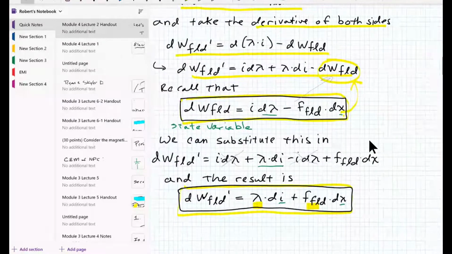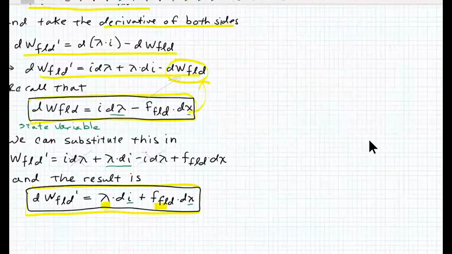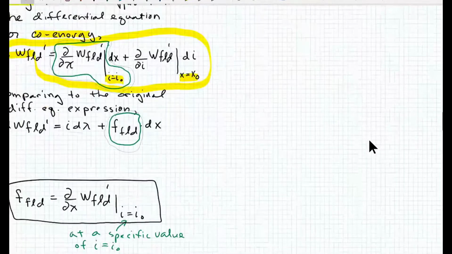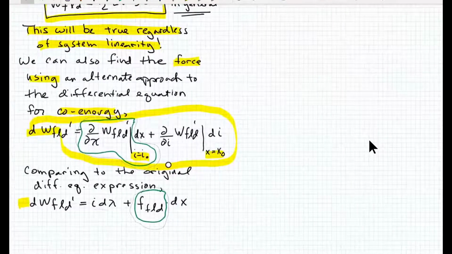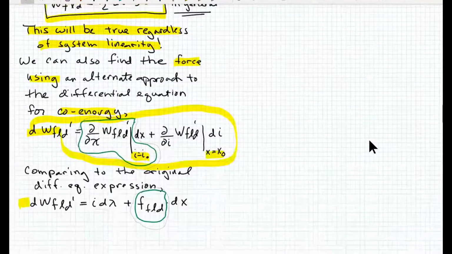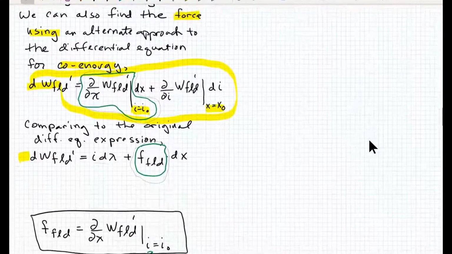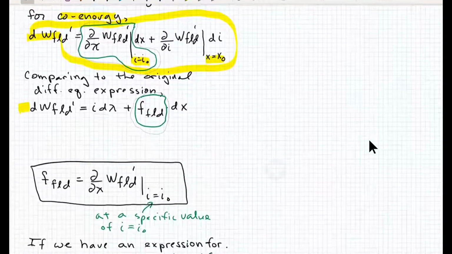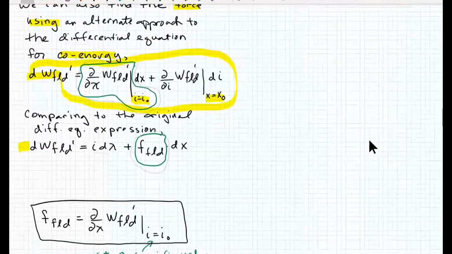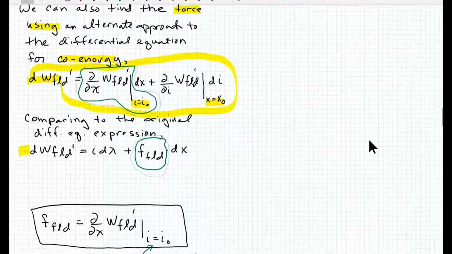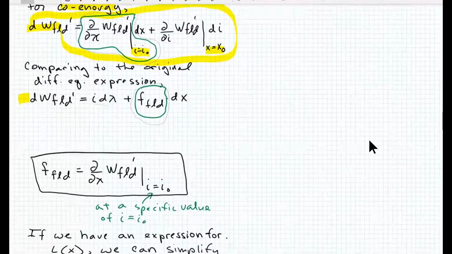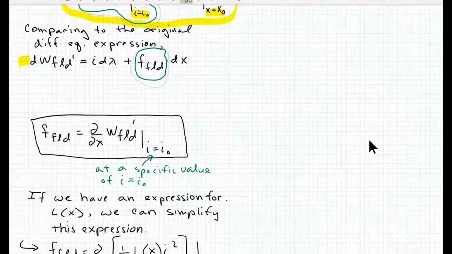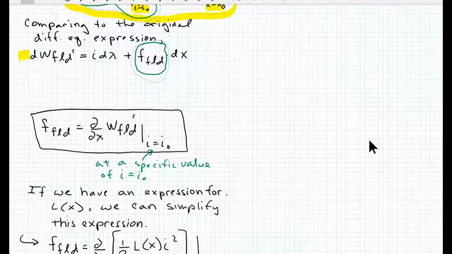And then I can make this equivalency to the chain rule approach to the derivative, and I get that. So I'm just going back and forth ad nauseam trying to help you understand what we did here. What I really care about is the thing I circled in green, because I want to get an expression for force. I really don't care about this other term. So I end up with this expression. This is the general expression for force if I was given co-energy.